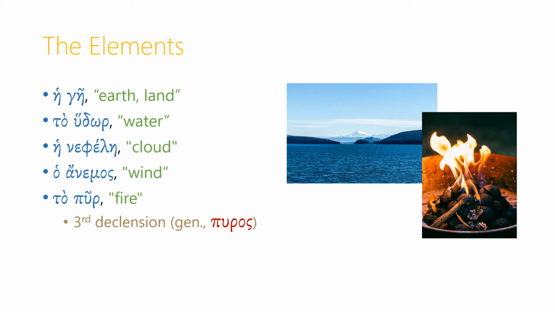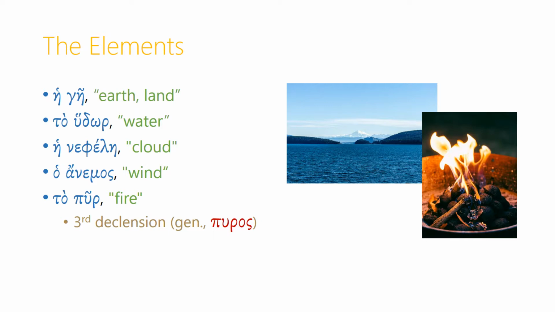He ge is one of the elements. This is the earth or land. And the same word is used when you're referring to all of the earth, the whole world, or just to dirt, the soil on a farmer's field is also ge. To hudor is water, and this is where we get words like hydraulic from. Hudor, hydraulic. He nephele is cloud, and ho anemos is wind, as in things being animated. They're moving about like the wind.